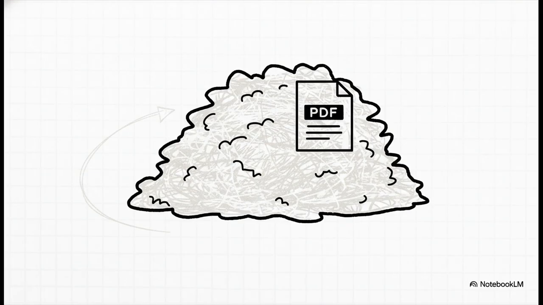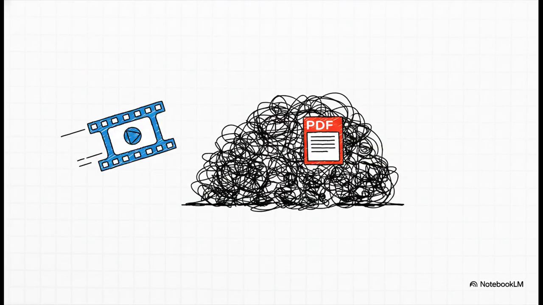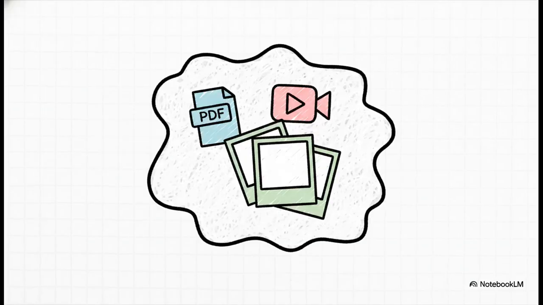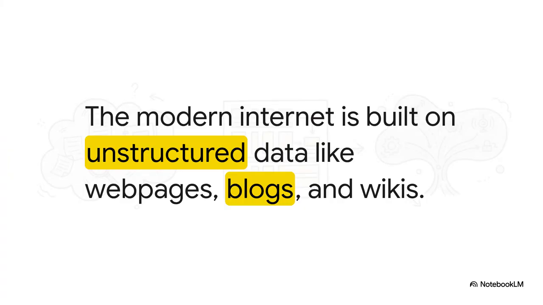So what exactly are we talking about here? We're talking about things like PDFs. We're talking about all those videos you watch online. We're talking about the billions of images that get shared every single day. And we're talking about the actual content, the text, the blog posts, the articles, on pretty much every webpage you visit. This stuff, this beautiful digital chaos, is what the modern internet is really built on.